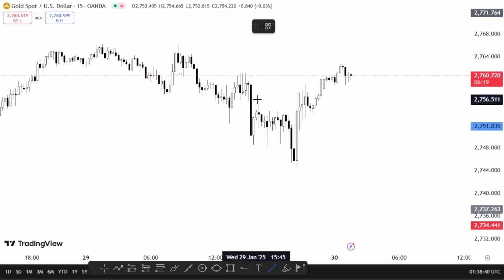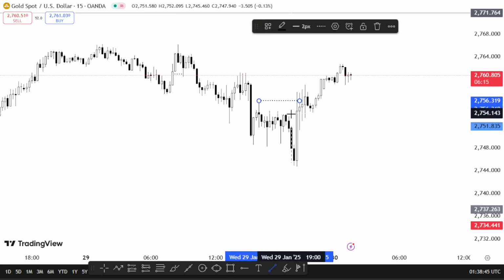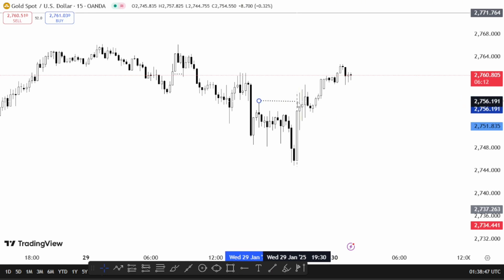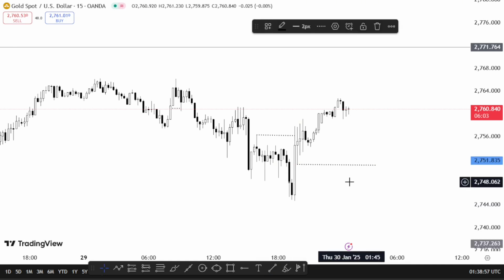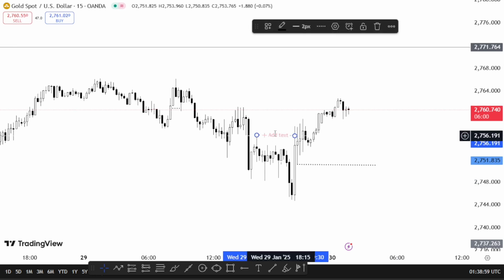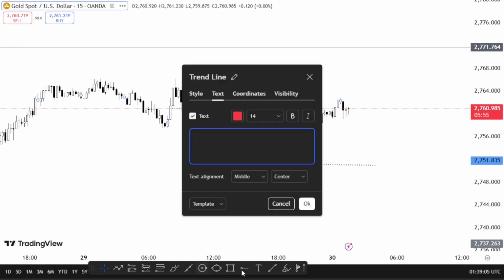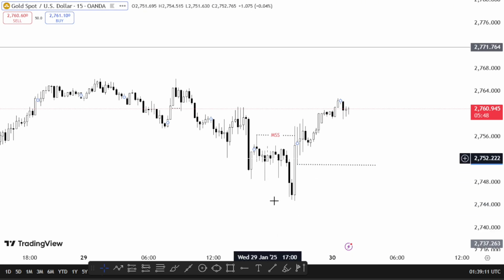There's a market structure shift right here. So since there's a market structure shift, therefore there's liquidity resting below this guy, right here. You see also there's a sweep here. So there's liquidity resting below this guy. We have a sweep right here.